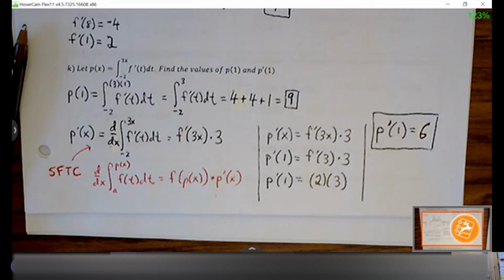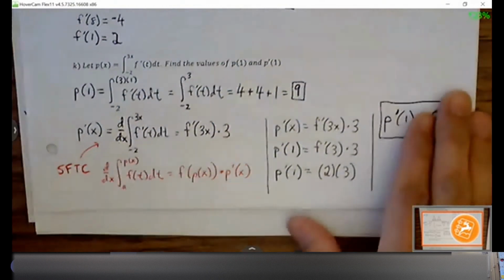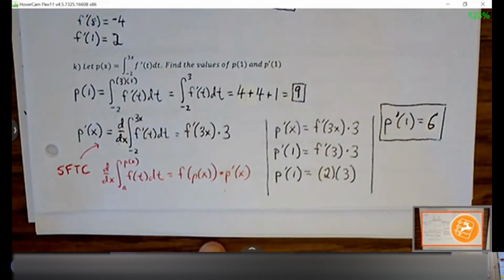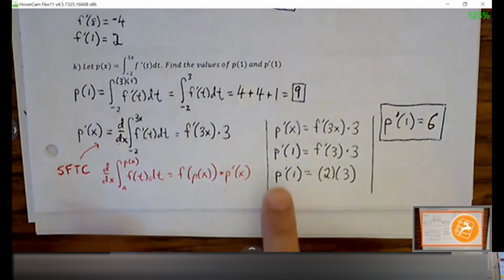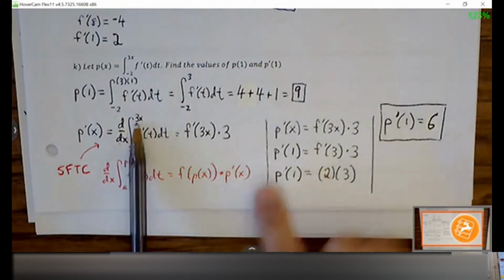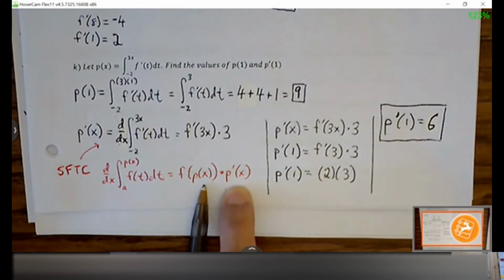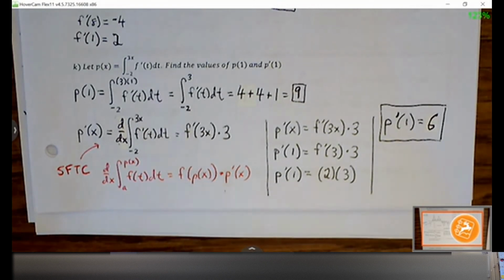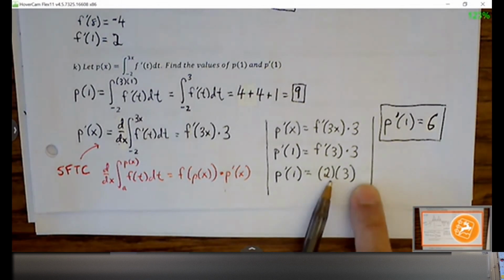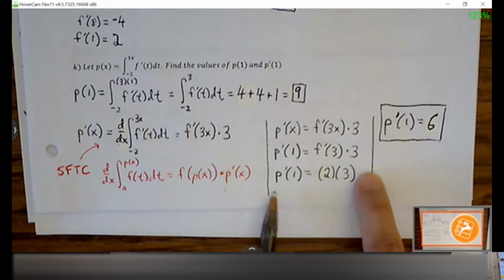All right, any last questions? For p prime of 1, did you just take the derivative of 3x? That's right. Okay. Yeah. Because the rule says that, so I'm just following whatever the rule says here. Second theorem, it's on your formula sheet as well. And then f prime of 3 is 2. Okay, got it.